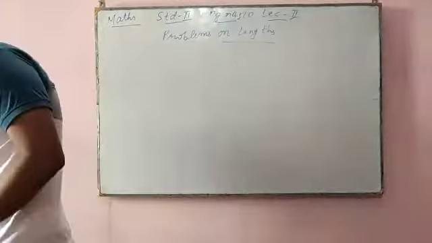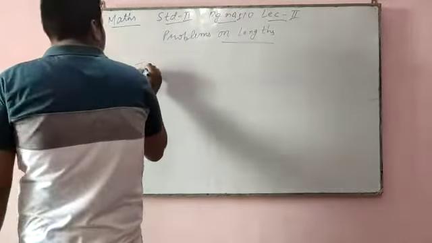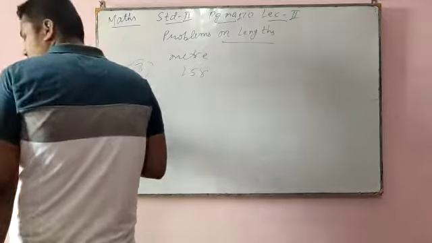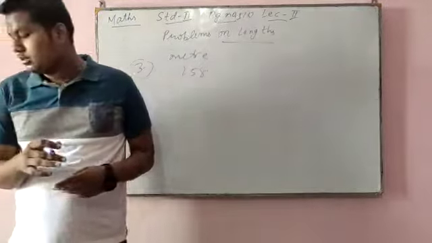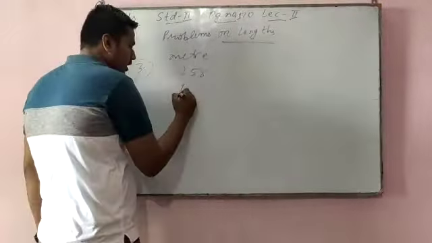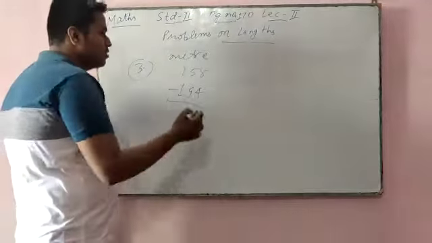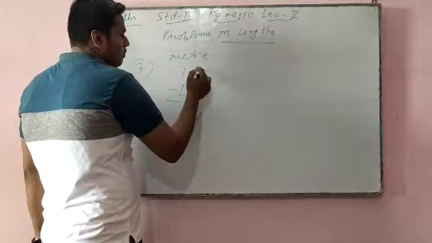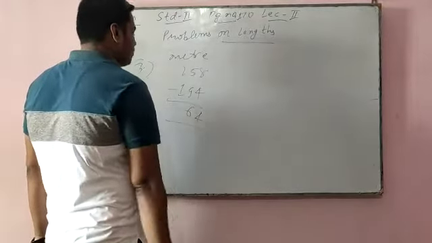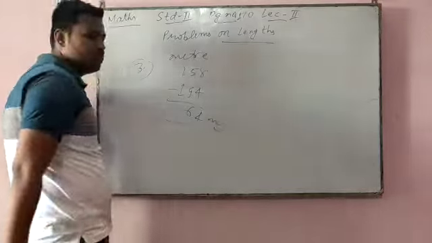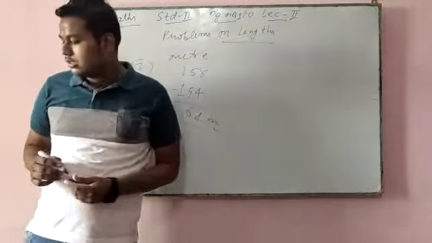Okay, Rahim has 258 meter, and he cuts it into 2 pieces. One piece is 194. So tell me, the other piece will be which length? So 8 minus 4, 4. 15 minus 9, 6. 1 minus 1, 0. So the other piece length will be 64 meter.